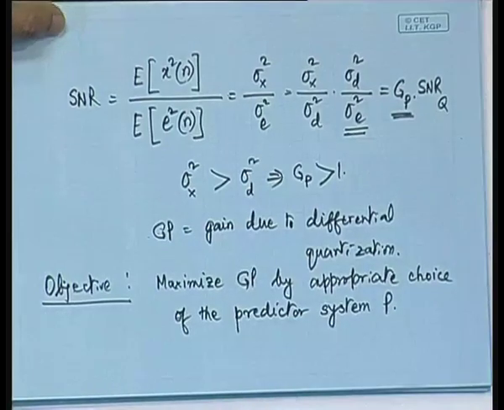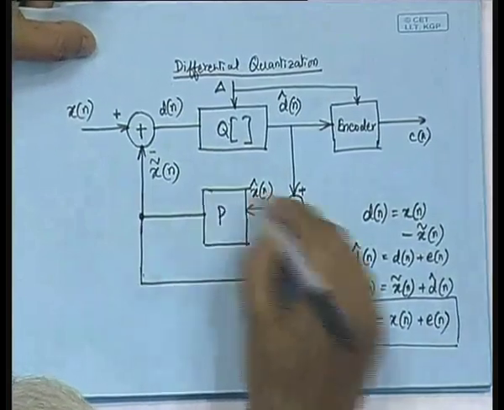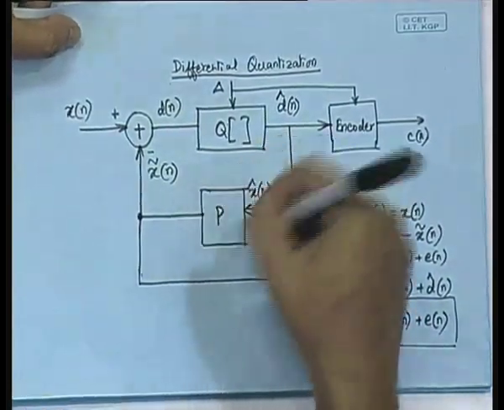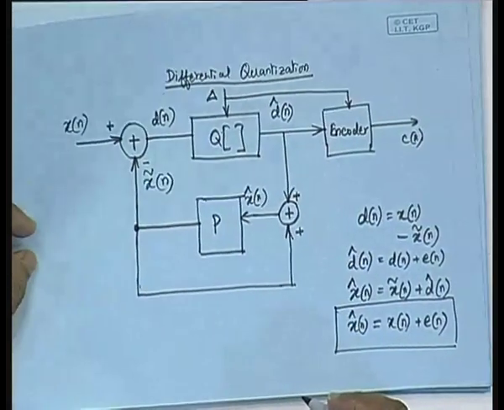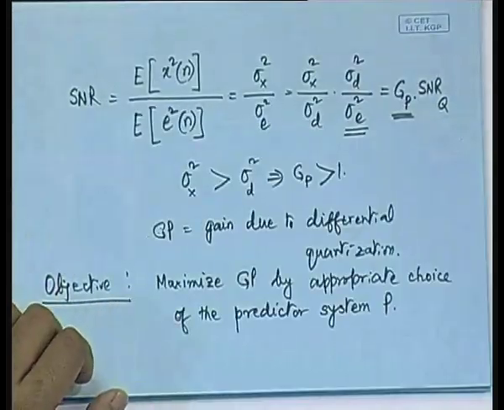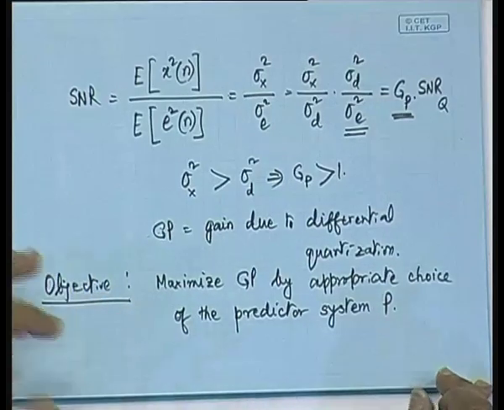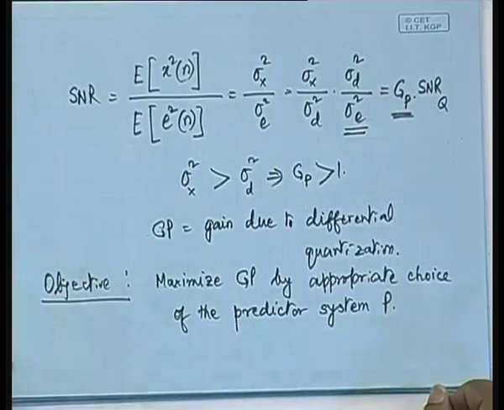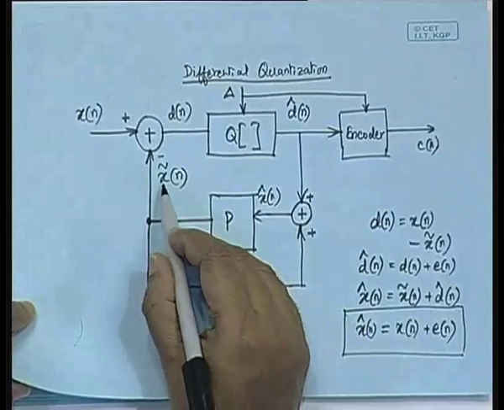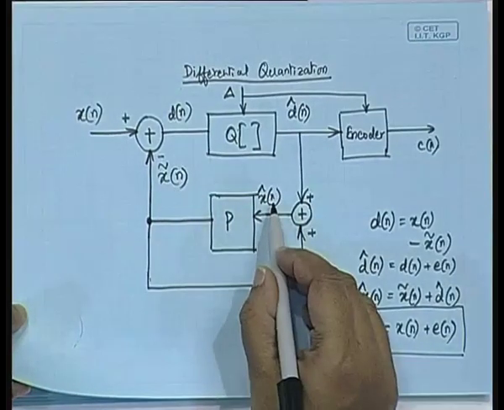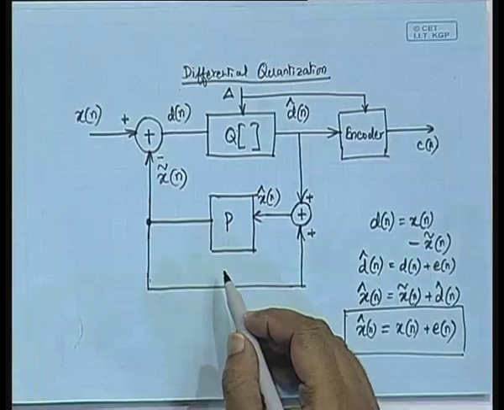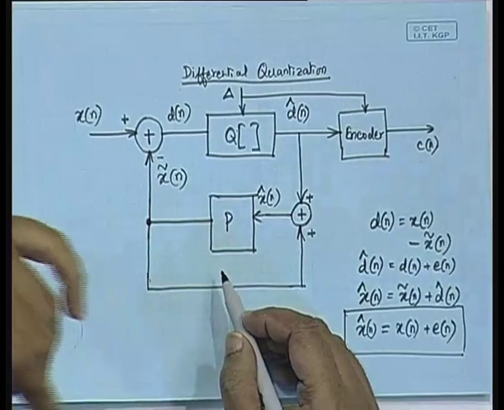The predictor system is the P in our block diagram, which we have not defined yet. P can be defined in many different ways. Now, let us see how the prediction can be made. To predict x tilde from x cap of n, the simplest predictor we can use is what is called a linear predictor.